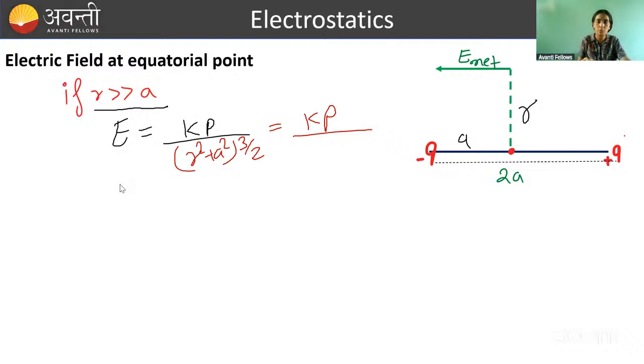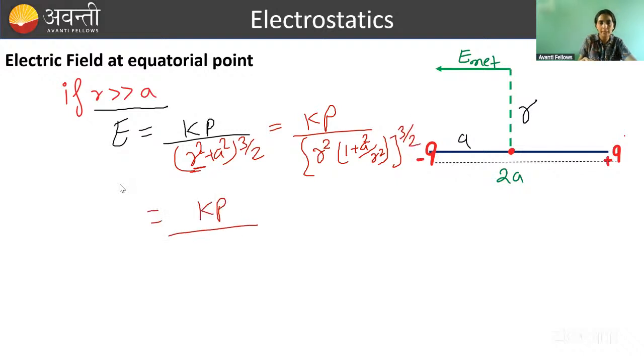If you're going for a good number of questions, then these derivations will come into application. Somewhere or the other they get used, okay? So here, let's take R square as common. This will become 1 plus A square by R square, and this whole thing's power is 3/2. Now let's write this: Kp by R square, and the power is 3/2. So this will become Kp by R cube times 1 plus A square by R square, whole power 3/2.